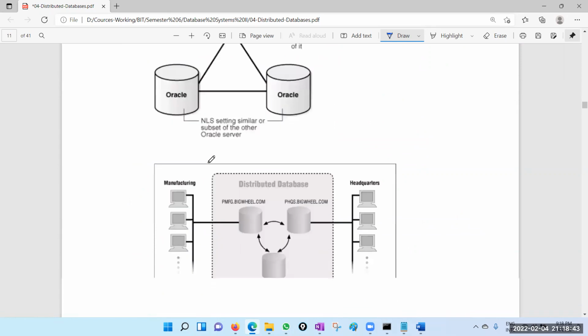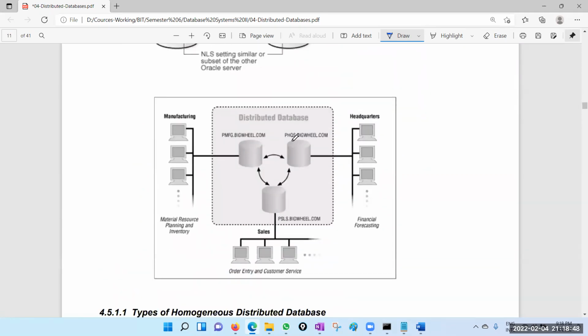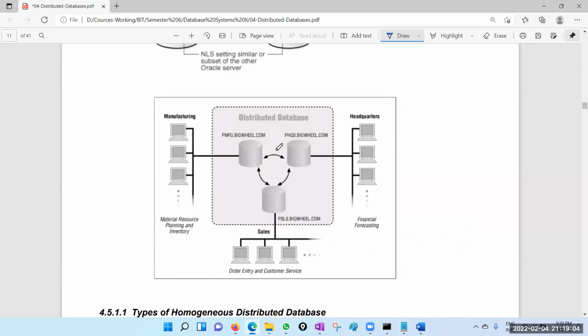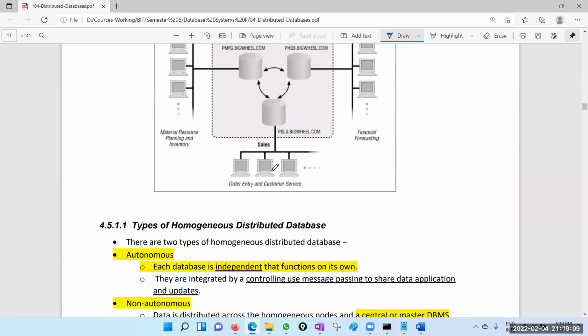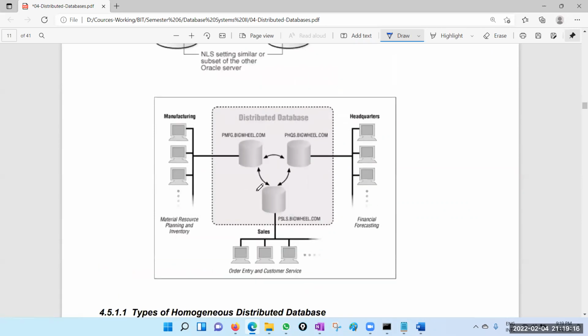Homogeneous distributed database. Now this is a distributed, yes, but I'm just looking whether they are heterogeneous. No, right. No. So this is just another example given, okay?